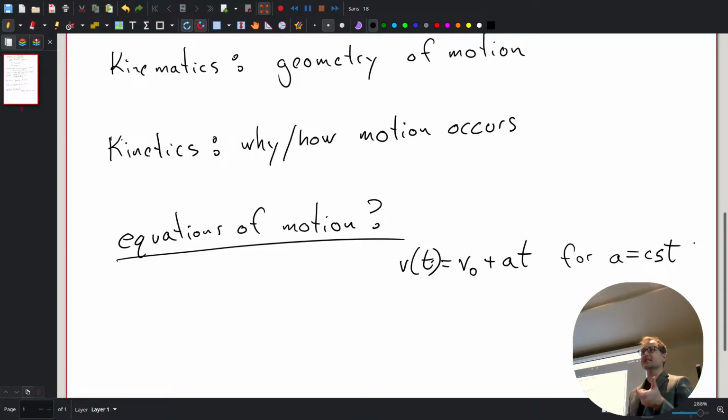So A has to be constant. When is acceleration constant? So we're getting out of the realm of kinematics into kinetics. How can I keep A constant? Gravity is one example.